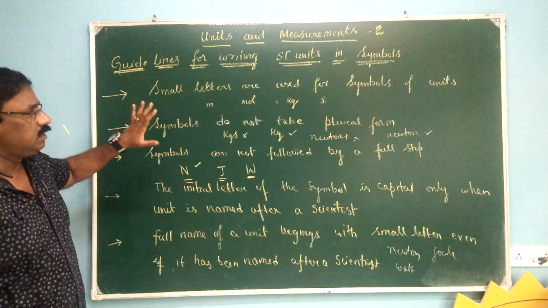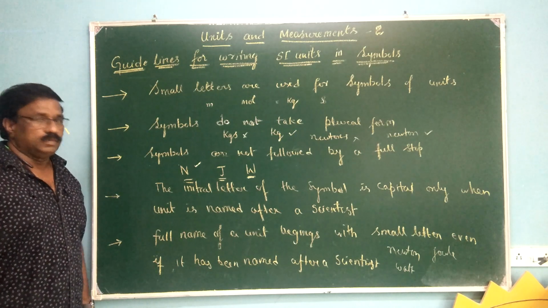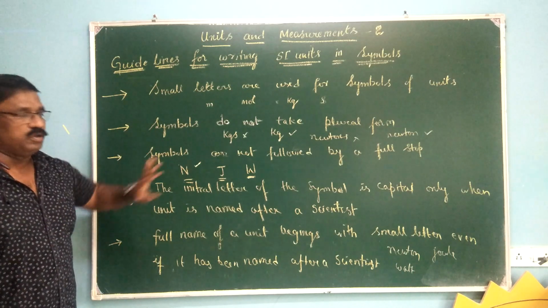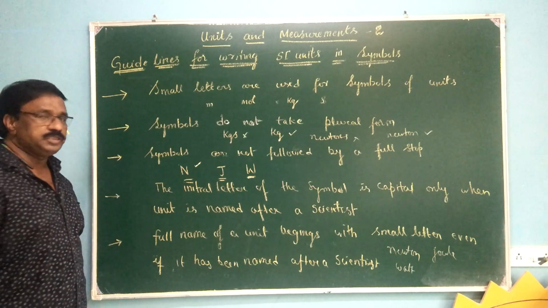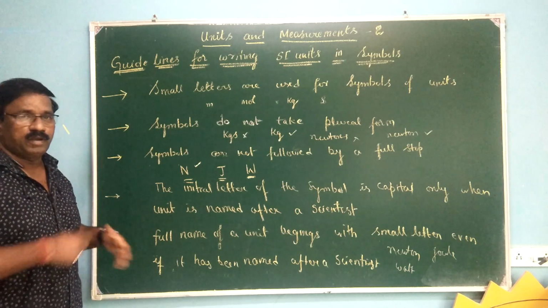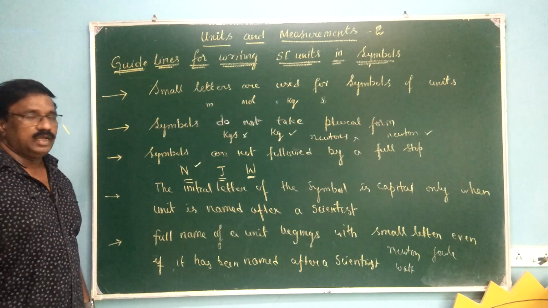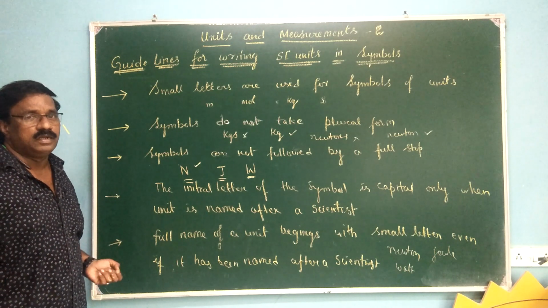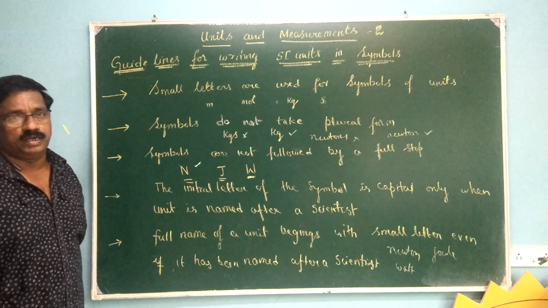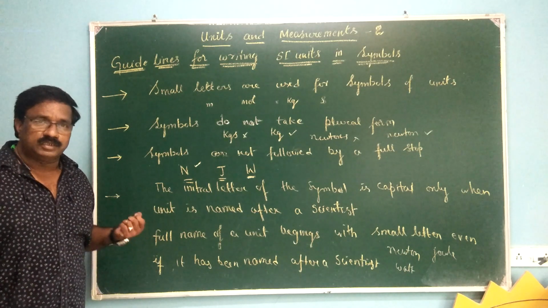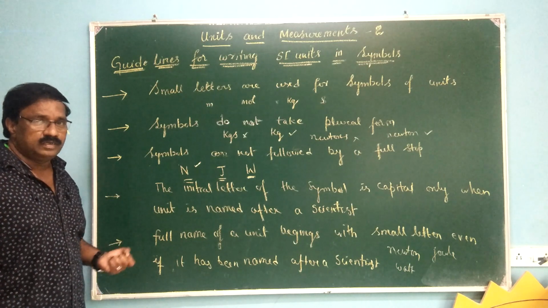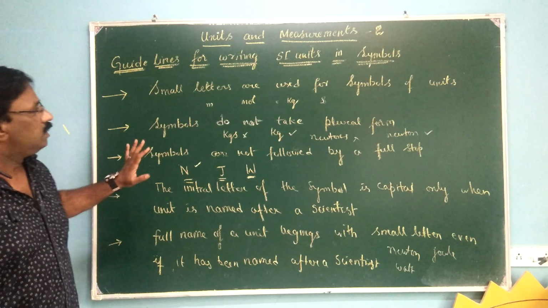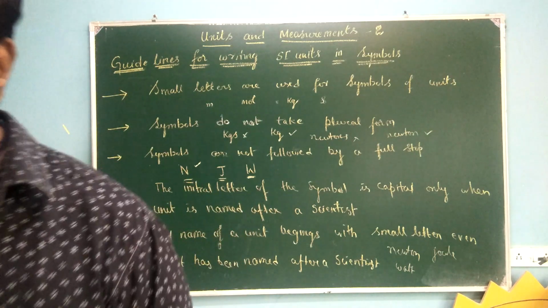So these are the guidelines for the symbols of units. Did you understand? Before closing: small letters are used for symbols of units. Symbols do not take plural form. Symbols are not followed by a full stop. If the symbol is named after a scientist, we use a capital letter. And if you want to write the full name, even if it is named after a scientist, it doesn't matter, you have to start with a small letter only. If you want to write only one letter, and it is named after a scientist, please write capital, or else write small. These are the rules and guidelines for writing symbols. Understood?